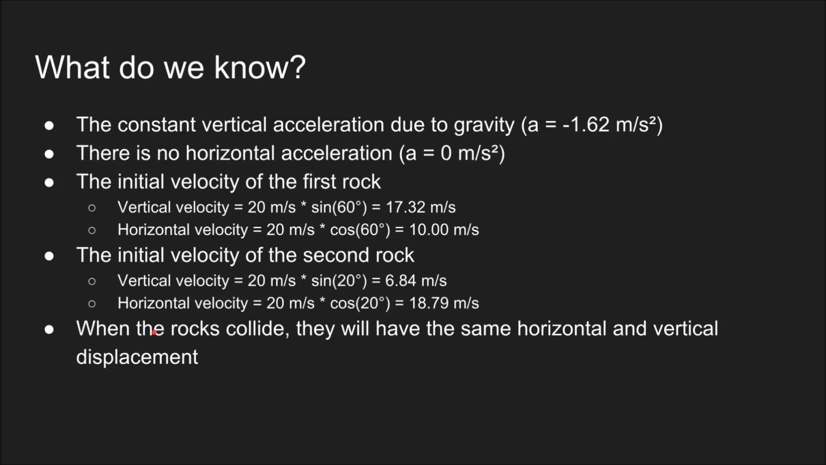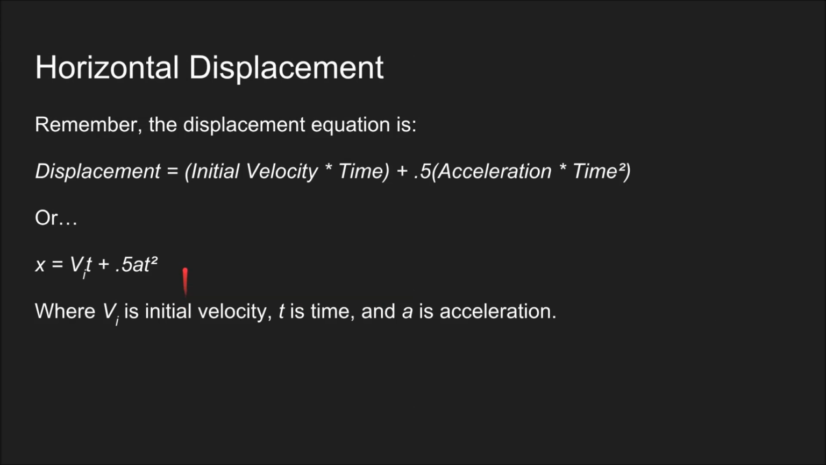We also know that when the rocks collide, they will have the same horizontal and vertical displacement. So the displacement is the initial velocity times time plus half the acceleration times time squared, which can also be expressed like this.